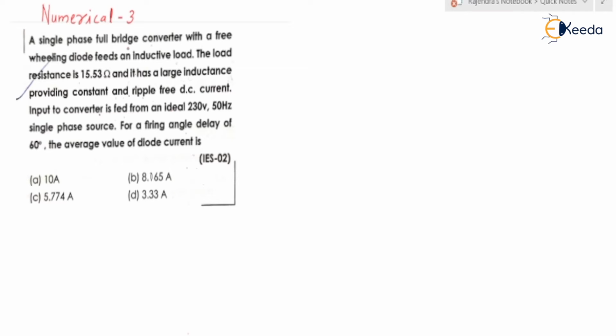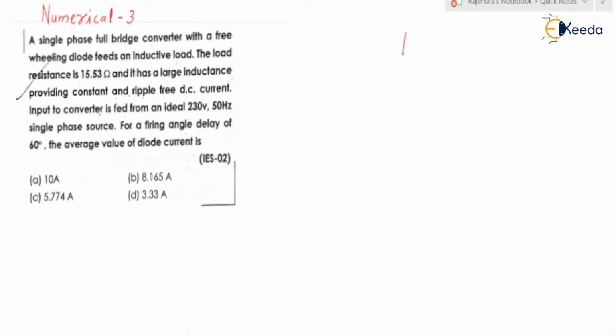A single phase full bridge converter with a freewheeling diode feeds an inductive load. So here we have the fully controlled bridge rectifier, and it consists of the freewheeling diode and the load is an inductive load. The load resistance is 15.53 ohm and it has a large inductance providing constant and ripple free DC current. Important to note, the I0 is constant and ripple free.